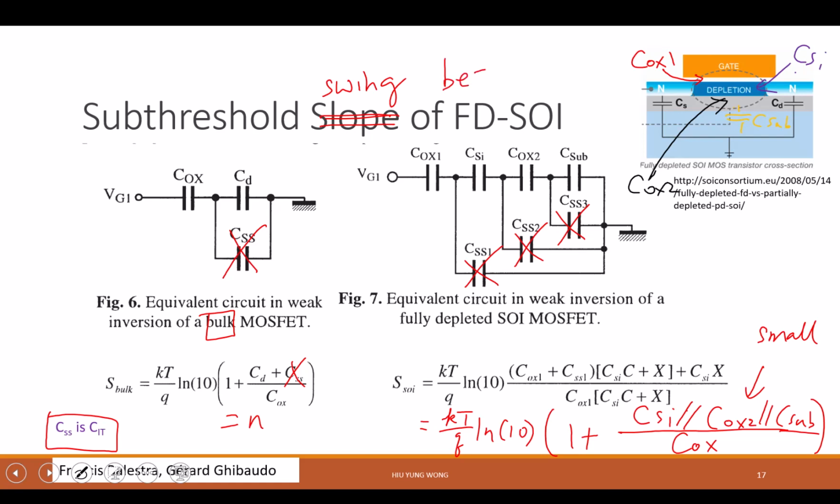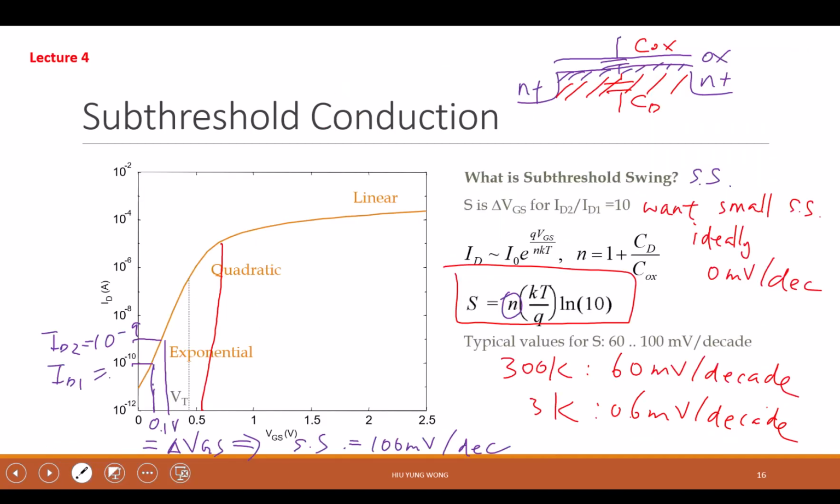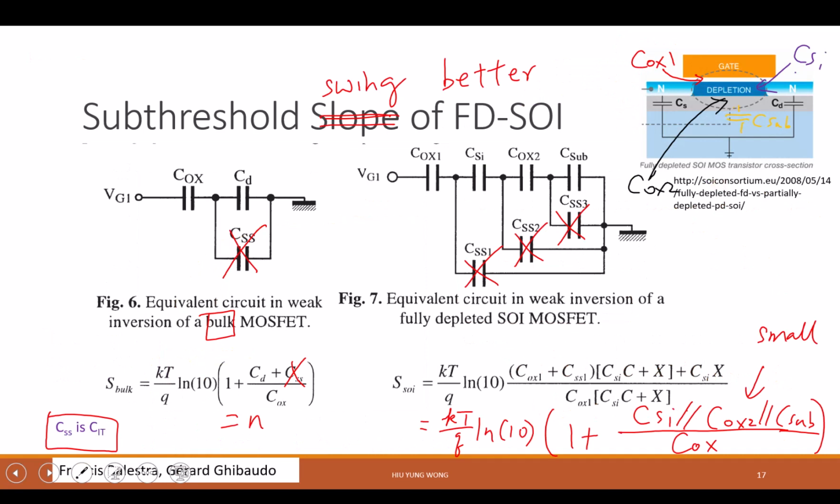Better. Is this okay? Basically, in fully depleted SOI, because these are depleted, just like an insulator, you have a big insulator, so you have a very small capacitor, very small compared to this CD in bulk. Okay? Question. Yeah. Can you comment what happened to CD in the FDSOI case? I didn't follow that.